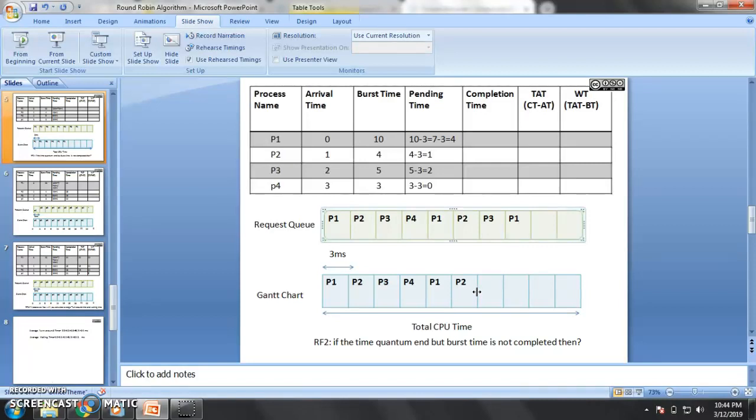Then P2 will be processed for the next 3 microseconds. After P2, P3 is there. That's why P3 will start to process. But what about P2?